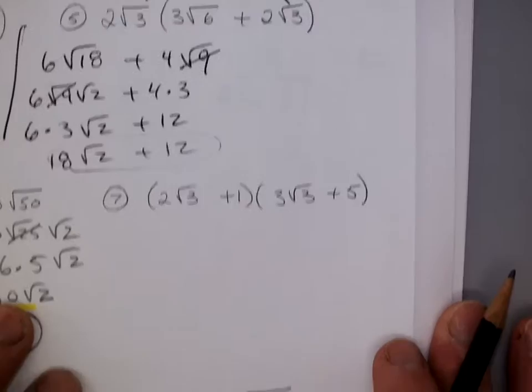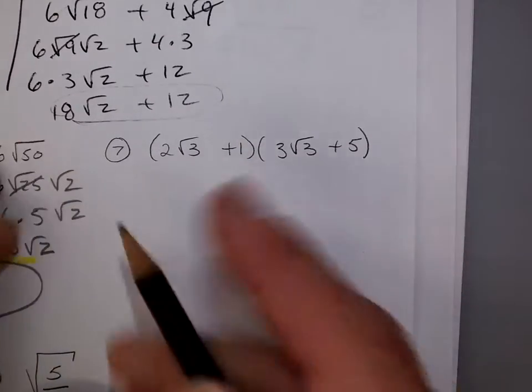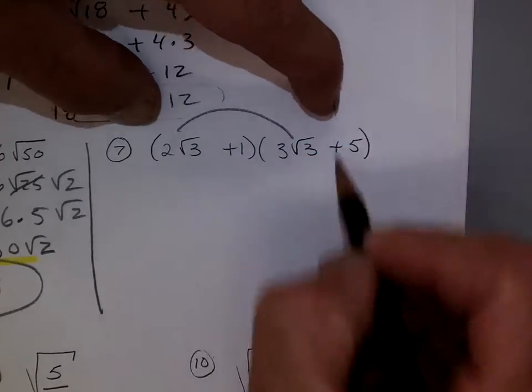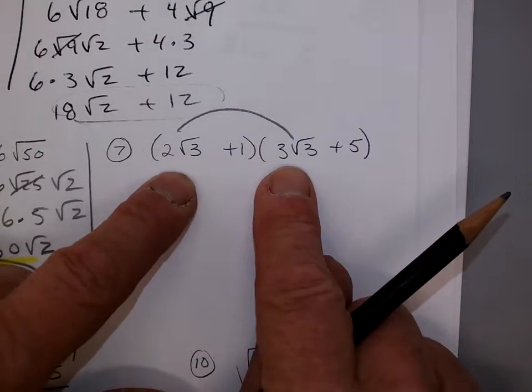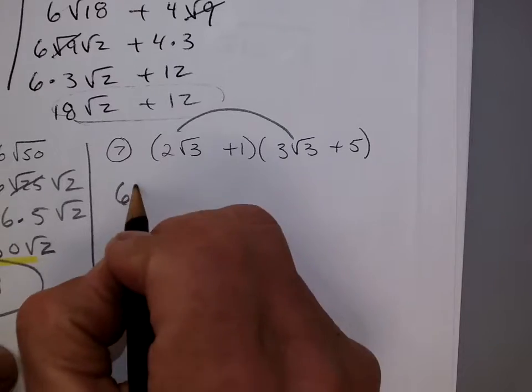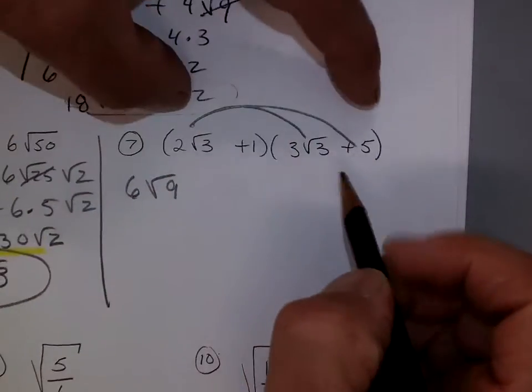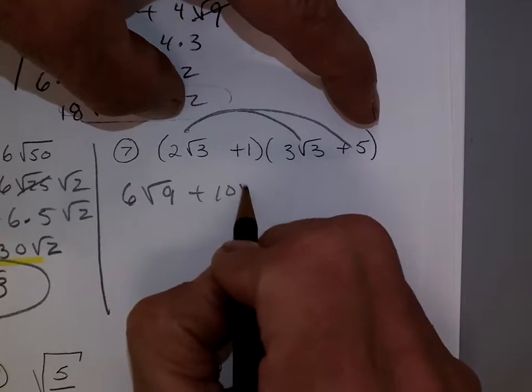Here we go. So, sorry, Landon. Hope that answers your question. Okay, let's FOIL. 2 square roots of 3 times 3 square roots of 3 is a 6 square roots of 9. 2 square roots of 3 times 5 is a positive 10 square roots of 3.